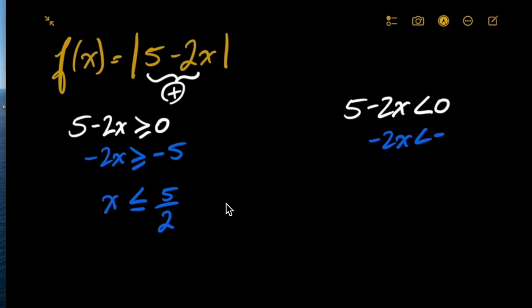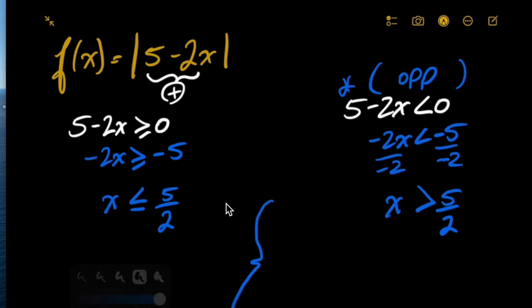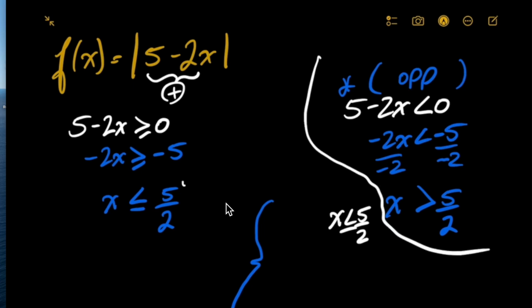Here we're going to have -2x is less than -5. Divide both sides by -2. Flip the sign. We're going to get x is greater than 5/2. So for this portion, we're going to use the opposite. Okay, let's go ahead and write our piecewise function. First, when x is less than or equal to 5/2, that is this portion here, we're going to write it exactly as is, 5 minus 2x. And when x is greater than 5/2, we're going to write the opposite.